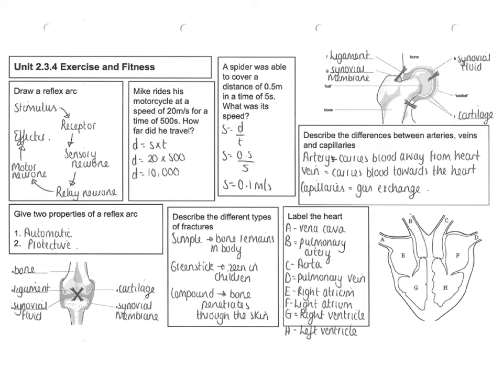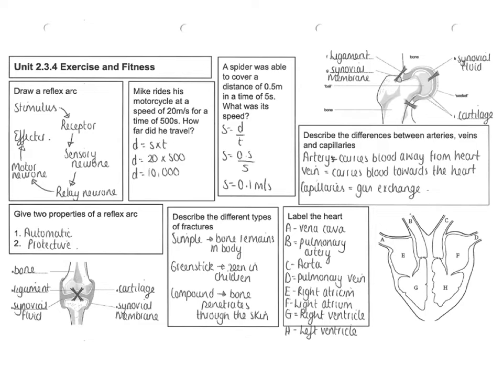Labelling then parts of the body and the bones. So we've got our bone, we have our ligaments, we have our synovial fluid, which reduces friction and adds lubrication. We have cartilage then, and then we have our synovial membrane, which encloses our synovial fluid.